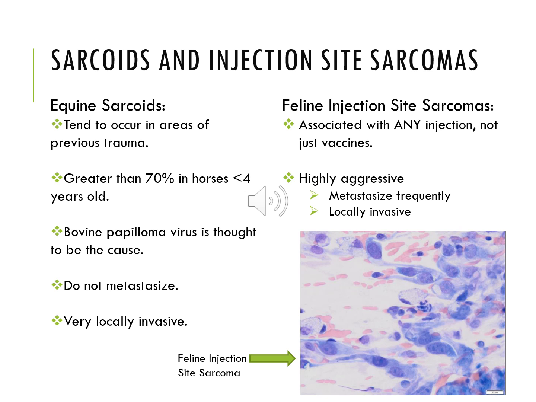The image at the bottom is from a feline injection site sarcoma, and this is a really ugly sarcoma, marked criteria of malignancy, really ugly spindle cells. So I think hopefully you guys get the gist of it by now.